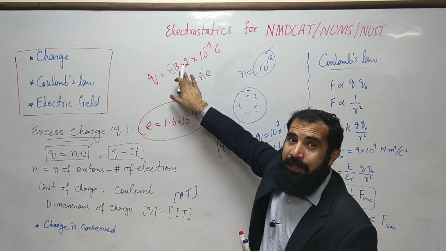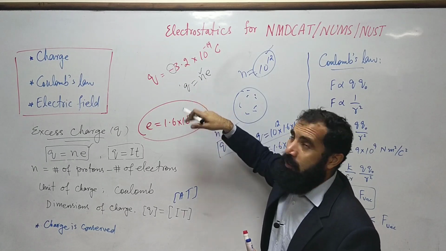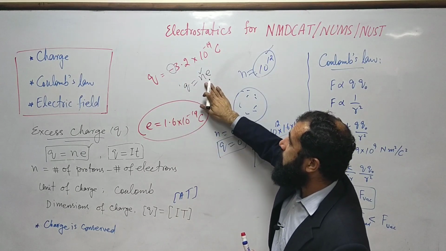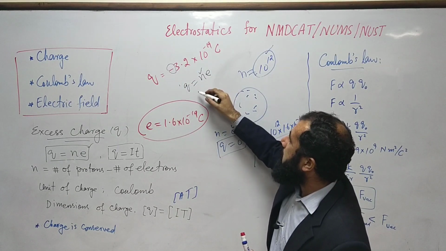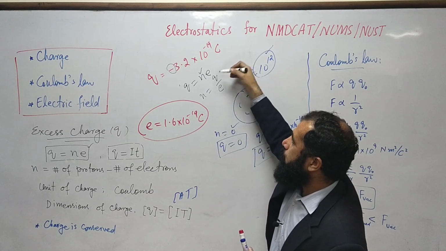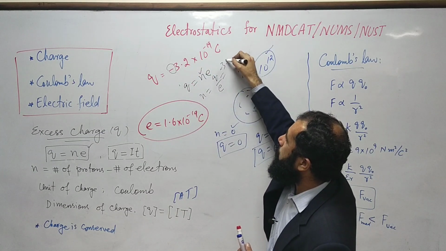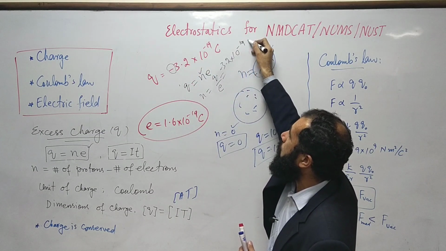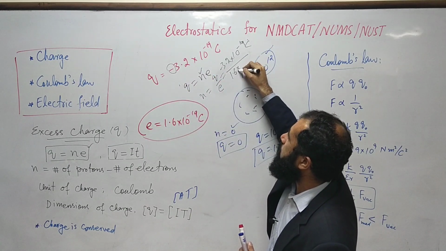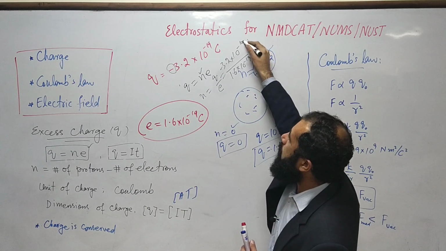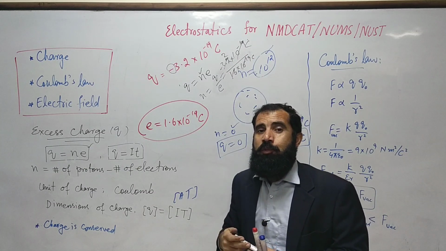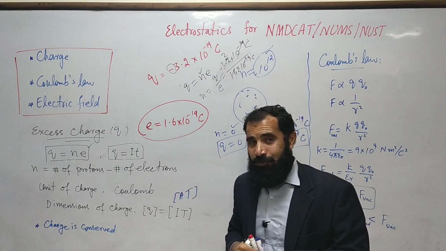But not all electrons, only those electrons which are either given to it or taken from it. In this case we have given it some electrons, so this N would be that excess. And this way N equals Q divided by e. If you divide this charge minus 3.2 into 10 raised to the power minus 19 Coulomb by e, the elementary charge 1.6 into 10 raised to the power minus 19 Coulomb, what do you get? You get 2. So the number of electrons is 2. You have given that material 2 electrons.